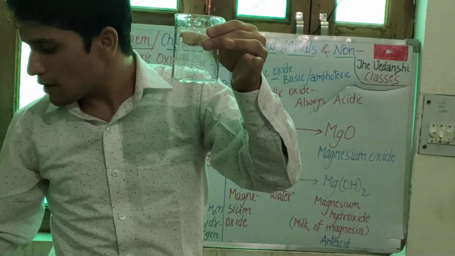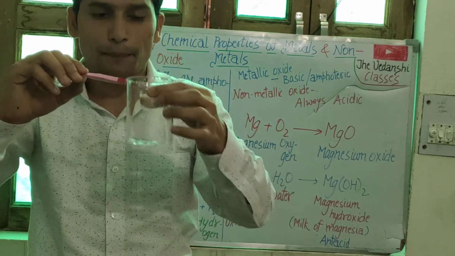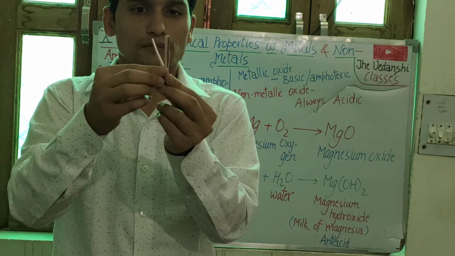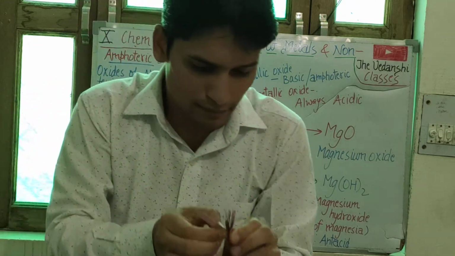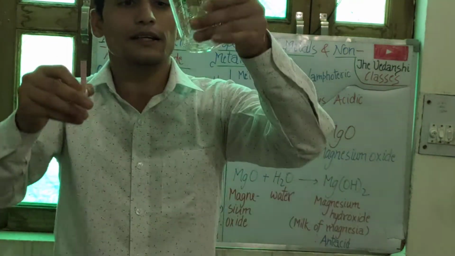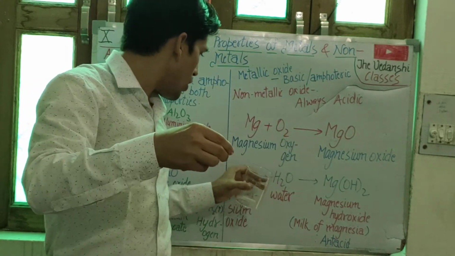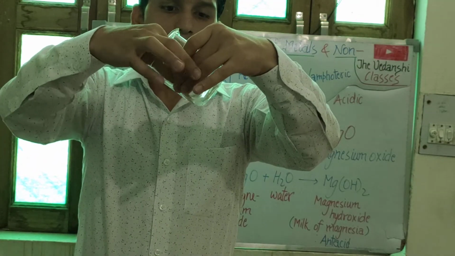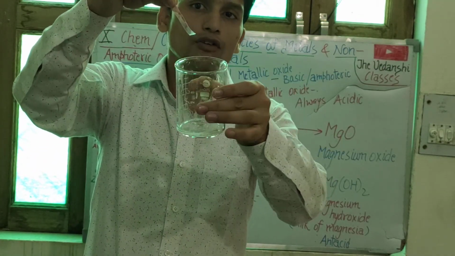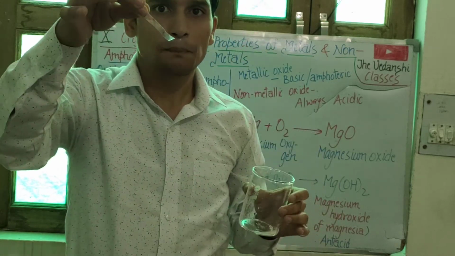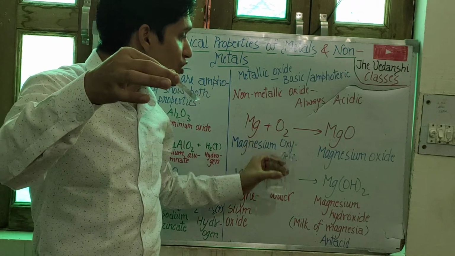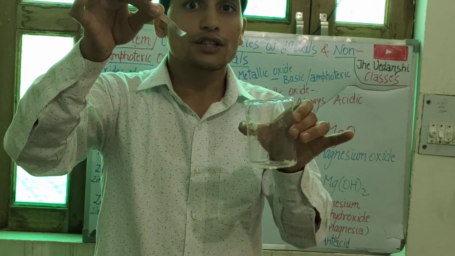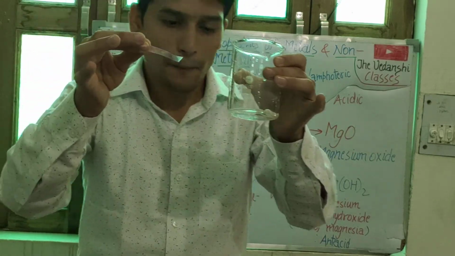That means in a basic solution, red litmus paper turns blue. This is a red litmus paper. When I dip the red litmus paper in the magnesium oxide solution, then the red color of the litmus paper turns into blue. It proves that metallic oxides are basic in nature. Red litmus paper turned into blue. It proves that metallic oxides are basic in nature.